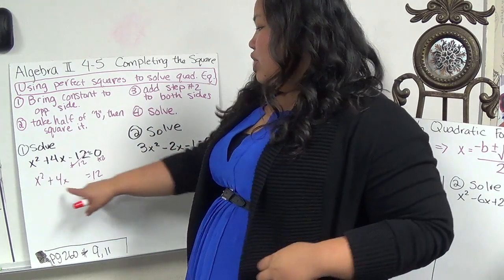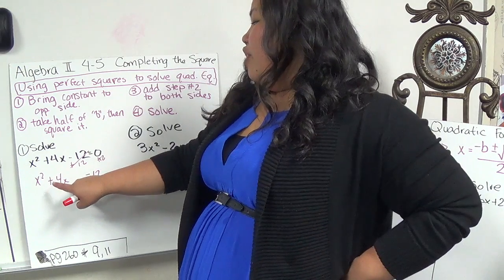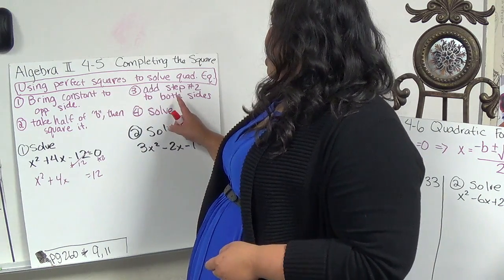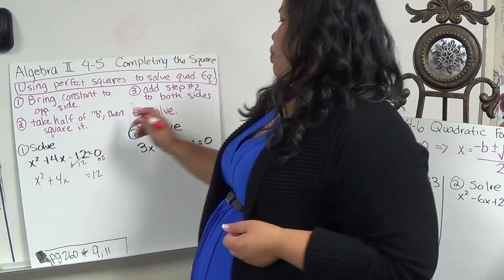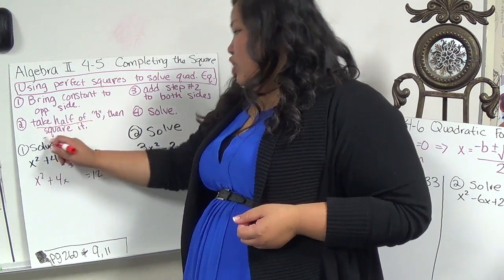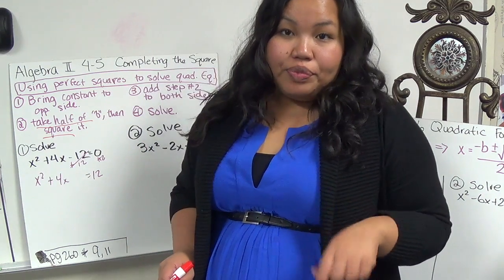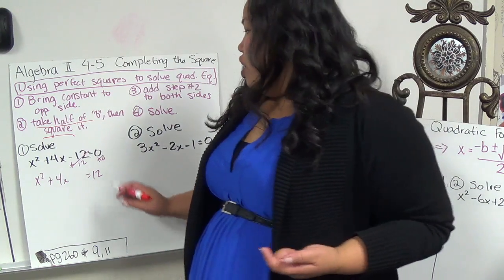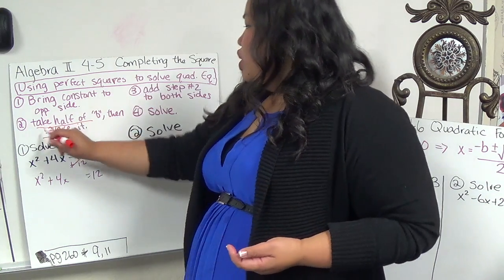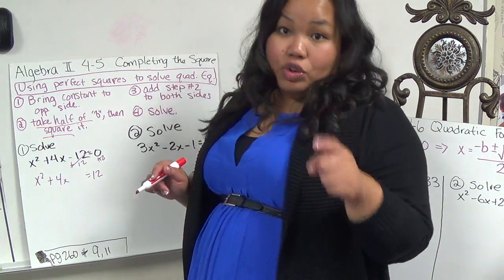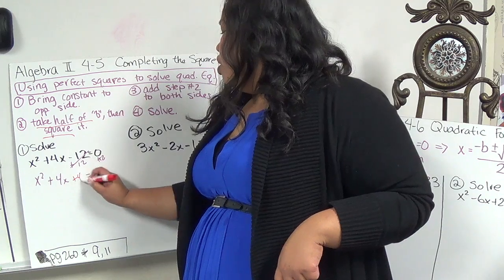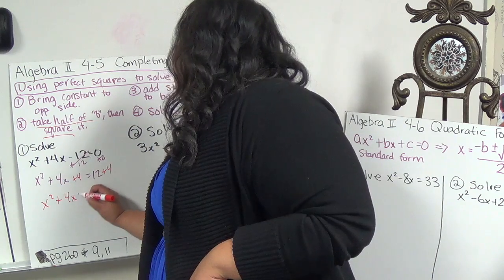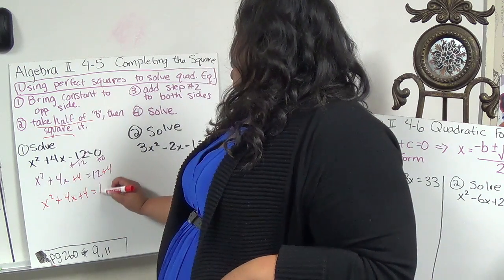Take half of b, so this is our b, we're going to take half. So 4 divided by 2 is 2. Half of 4 is 2. And then we're going to take half of b and then square it. So we take 4, divide it by 2, which is 2, and then square it, which is 4. And whatever that number is from step 2, I'm going to add it to both sides. I have to do it to both sides. So I'm going to add 4 and add 4. This gives me x squared plus 4x plus 4 equals 16.